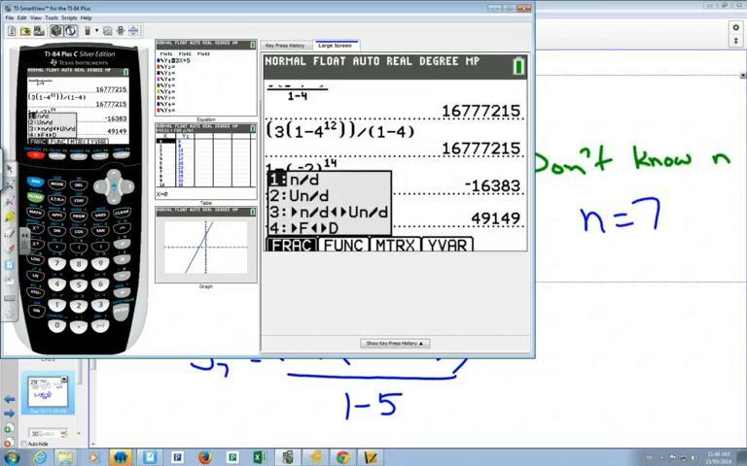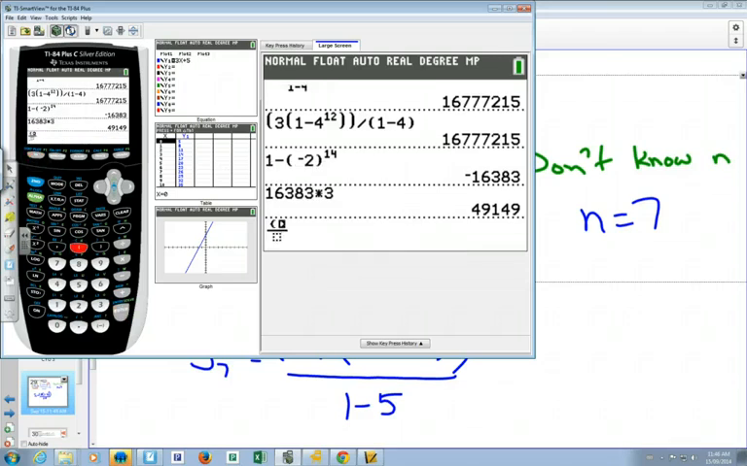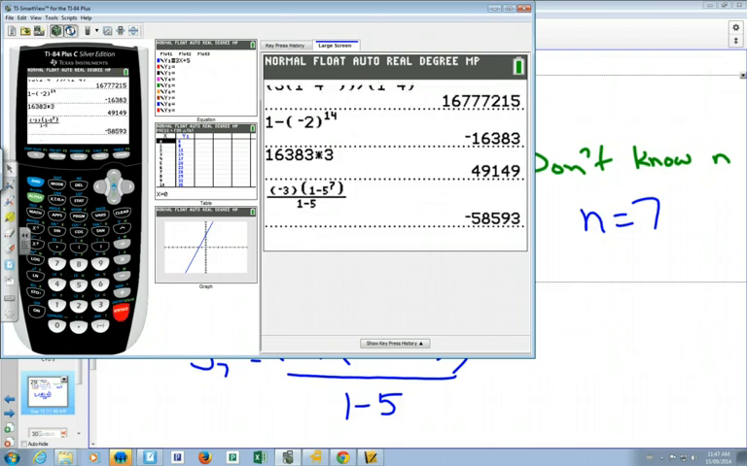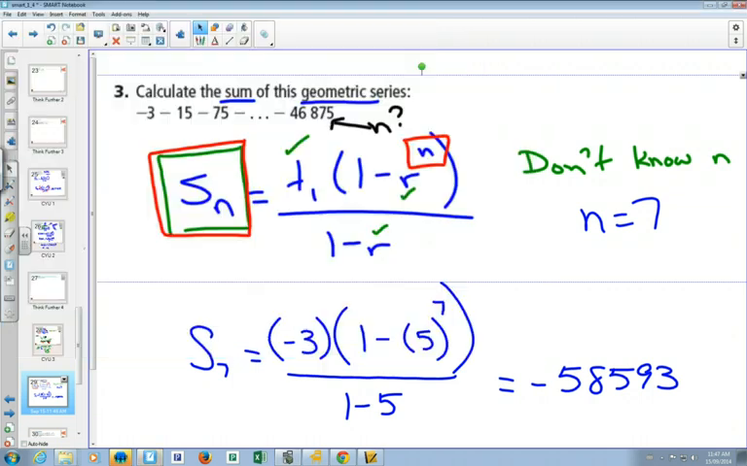Take out our calculator. Type this in. -3, 1 minus 5 to the power 7, divided by 1 minus 5. And we know that the sum of the first 7 terms is -58,593.